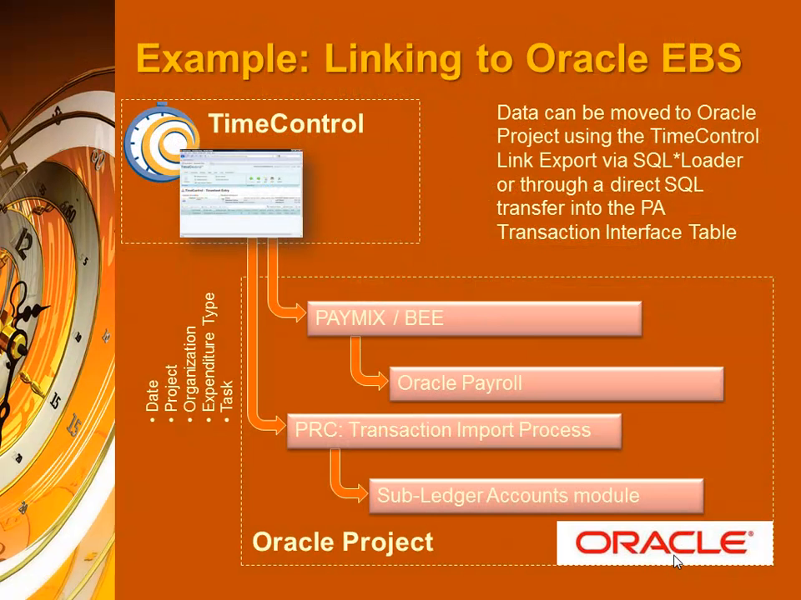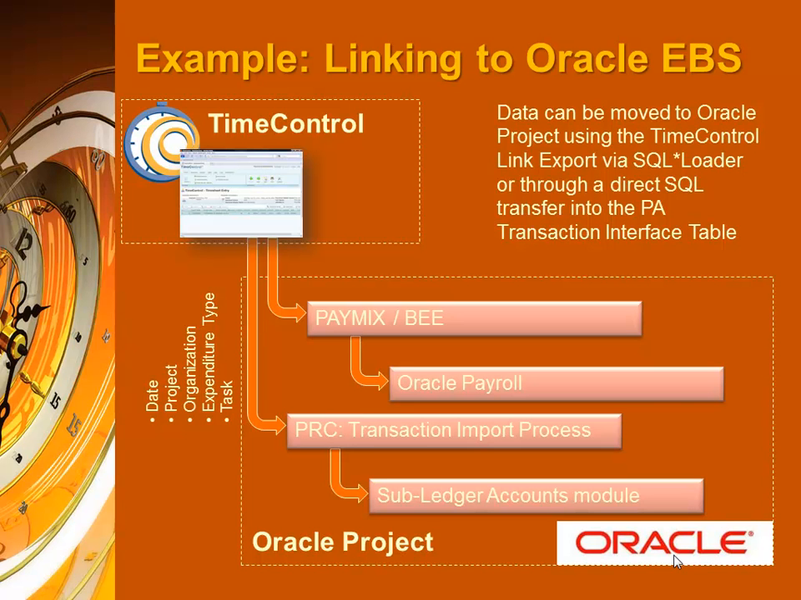Let's talk about a couple of different possible examples. TimeControl has been linked by our clients many times to different kinds of systems. One of the more popular would be the Oracle E-Business Suite, where TimeControl can be sent down into the payroll system, into Oracle Payroll, using the Pay Mix module that's available in EBS. We can also move things through the PRC transaction import process module, and then from there into the subledger accounts, where it can be distributed wherever it's required by Oracle Financials.